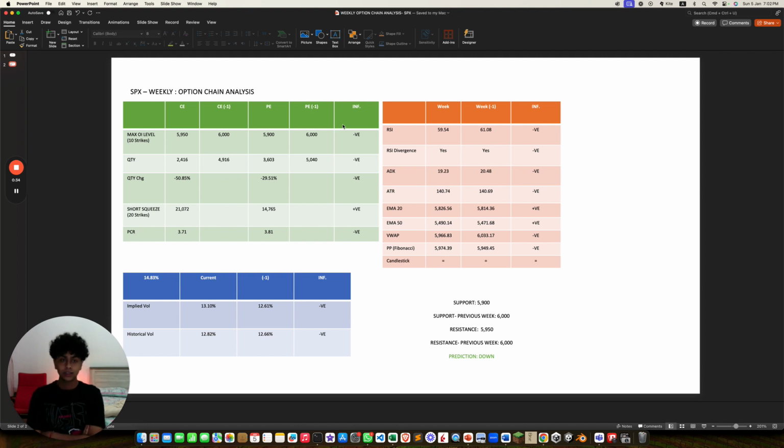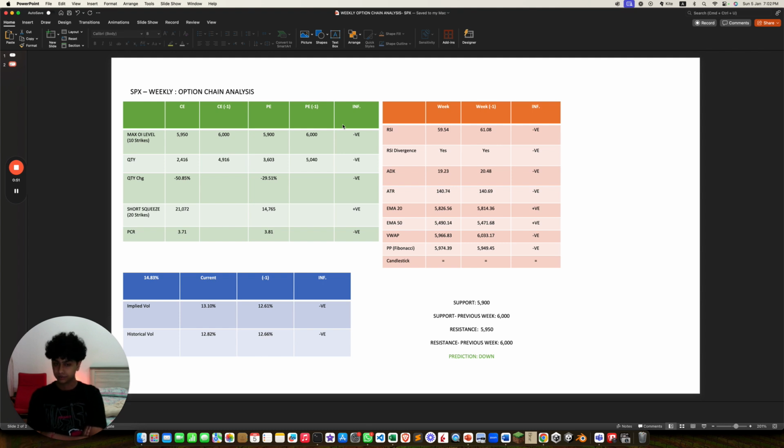Your RSI is lower, that's negative. There is a divergence, that's negative. ADX is lower, that's negative. ATR is higher, that's negative. Both EMAs are higher, that's two positives. VWAP is lower and pivot point is lower as well, that's two negatives, and the candlestick is neutral.